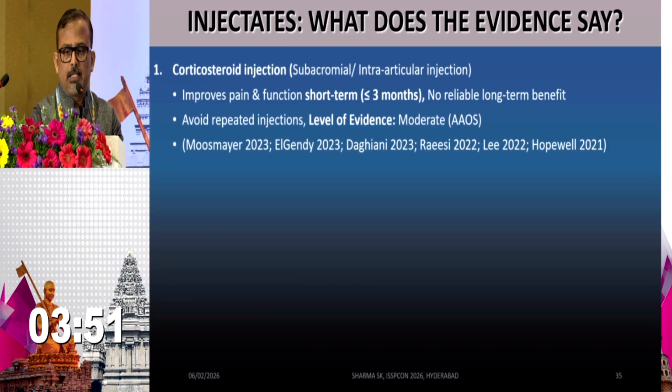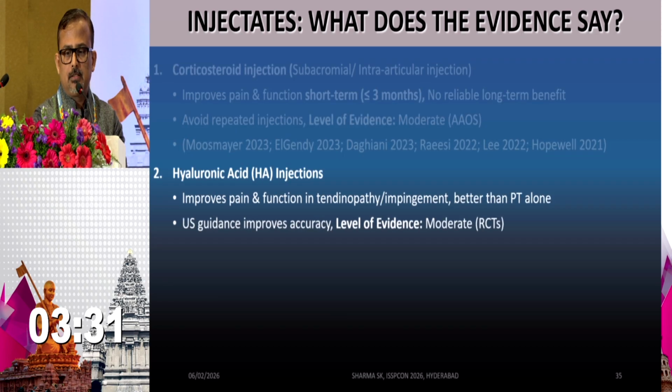What are the injectates? You begin with corticosteroids, which is most common, and you can give it subacromial as well as intra-articular, but it's short term. Again, there is strong evidence that it's short term and it doesn't change the course of the disease. It can be repeated, but a maximum of 3 times. The evidences are shown here.